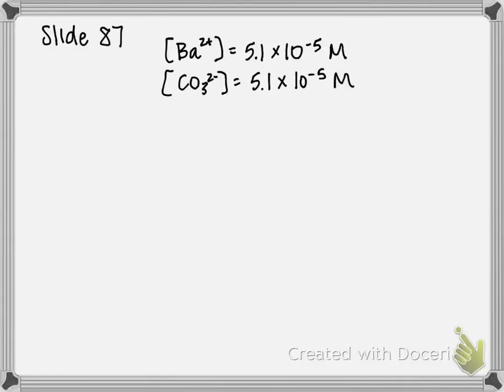This is the example on slide 87 of our chapter 13 PowerPoint, and the question asks, we can make a saturated solution of barium carbonate by adding solid barium carbonate to water and stirring until equilibrium is reached. What is the numerical value of KSP for barium carbonate if the reaction mixture contains 5.1 times 10 to the negative 5 molar barium 2 plus and 5.1 times 10 to the negative 5 molar carbonate ions.